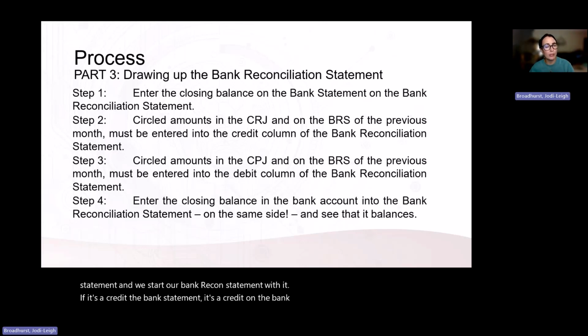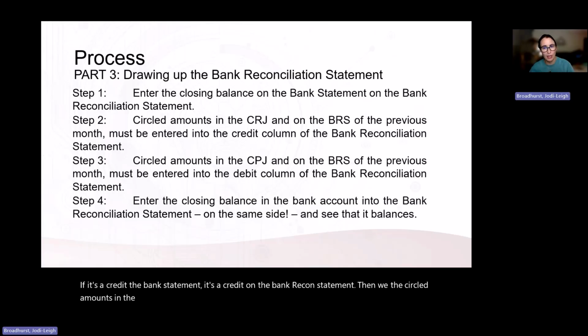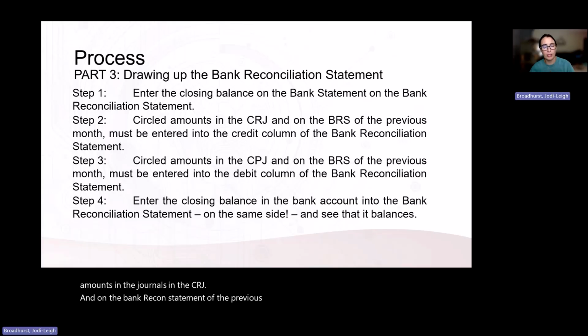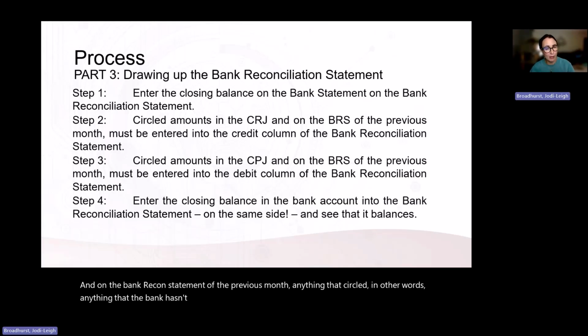Then the circled amounts in the CRJ, and on the bank recon statement of the previous month, anything that's circled, in other words, anything that the bank hasn't fixed, it must be once again entered into the credit column of the bank recon statement. So any outstanding money we received, we ask the bank, hey, please will you credit our account with this amount?